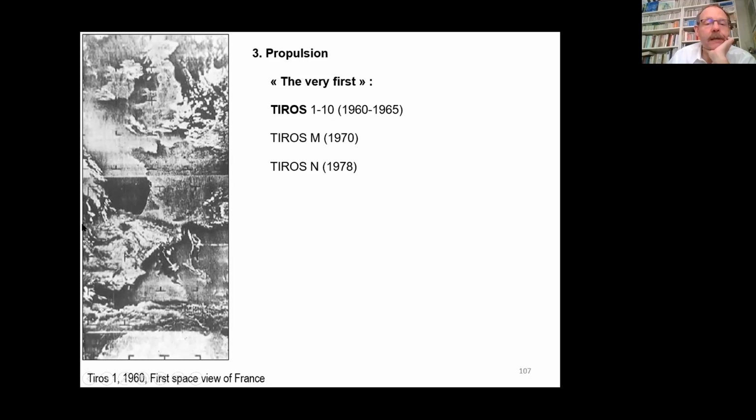This is also a seminal picture because this was the first space view of France, here taken by TIROS in 1960. We can recognize the shape of the France coast. Here you have the Baie du Mont-Saint-Michel. Here, these are the British Islands. This is Spain, and this is North Africa.